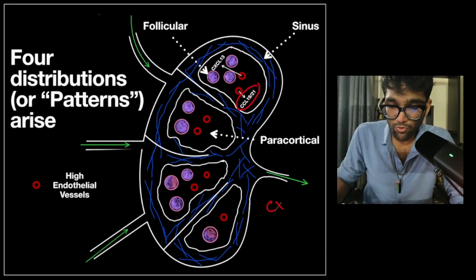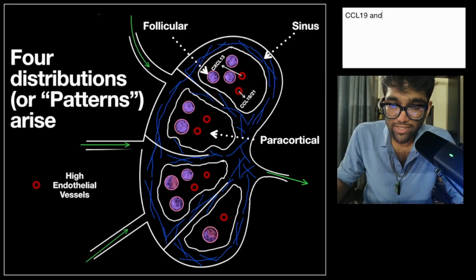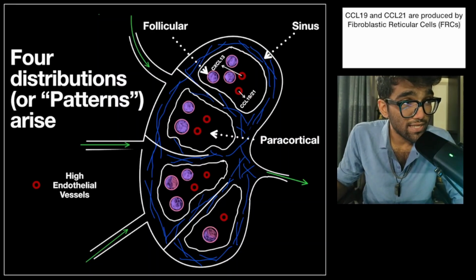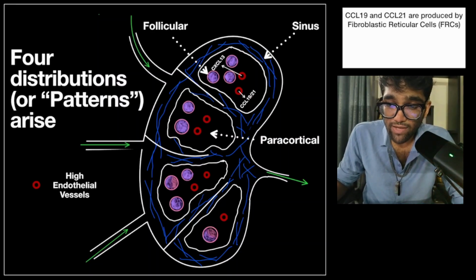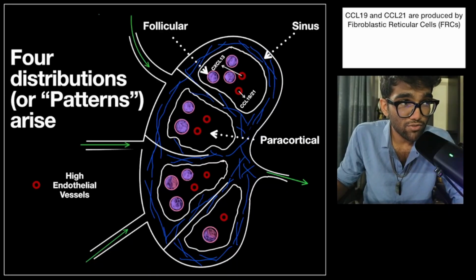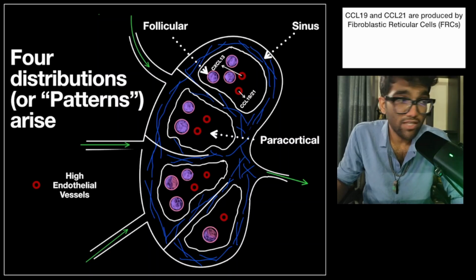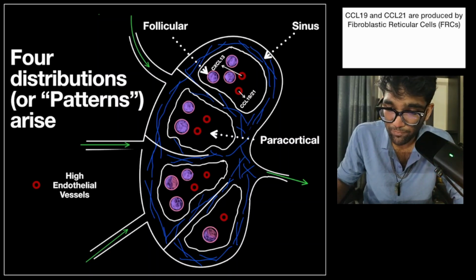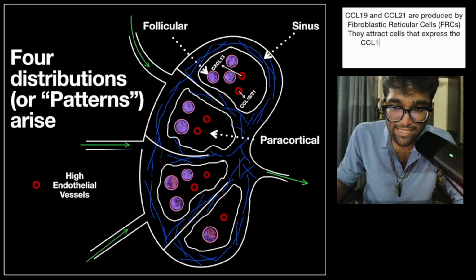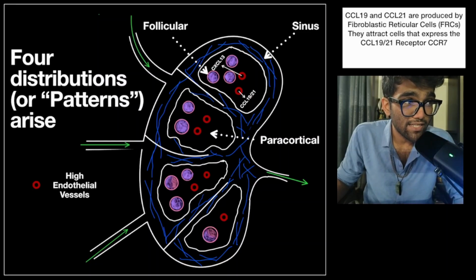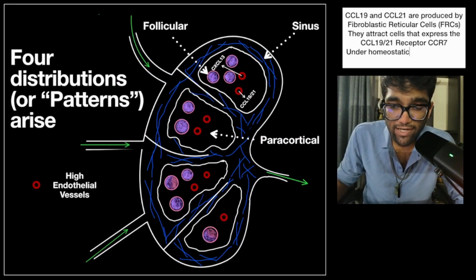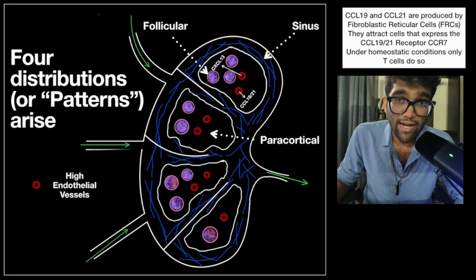Okay. So now the question remains: what is producing this CCL19 and 21? Actually, it is produced by a very special type of fibroblast called the fibroblastic reticular cell (FRC) that is present within the paracortex of the lymph node. Now, these cells attract any cell that is expressing the receptor for CCL19 and 21, that is CCR7. So naturally, they end up under homeostatic conditions attracting T cells.